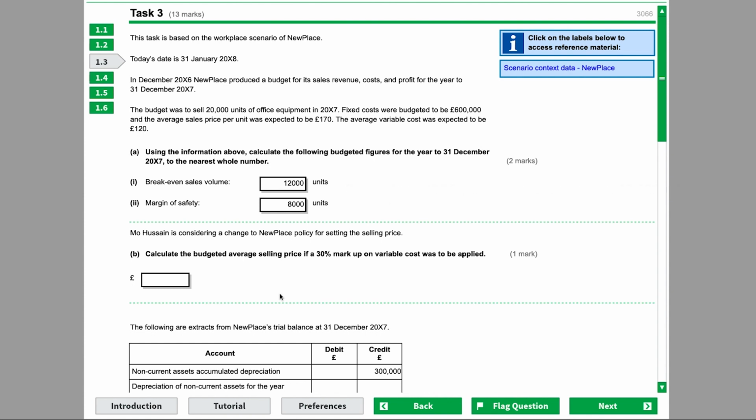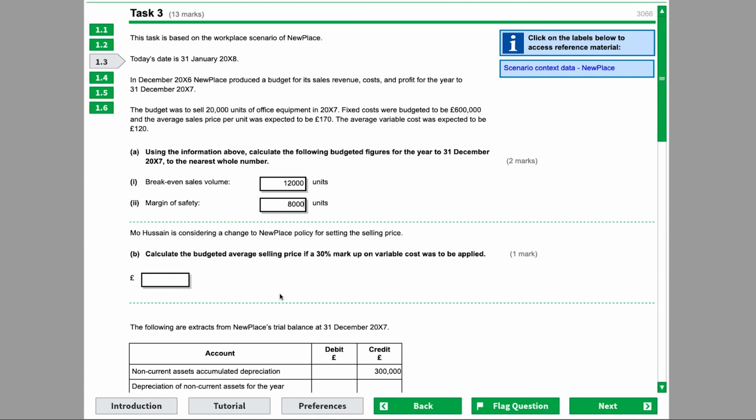Right then, moving on. Mo Hussein is considering a change to New Place policy for setting the selling price. Part B, calculate the budgeted average selling price if a 30% markup on variable costs were to be applied. With markup, all we do here is add on a percentage of the cost on top of the cost to give us our selling price.